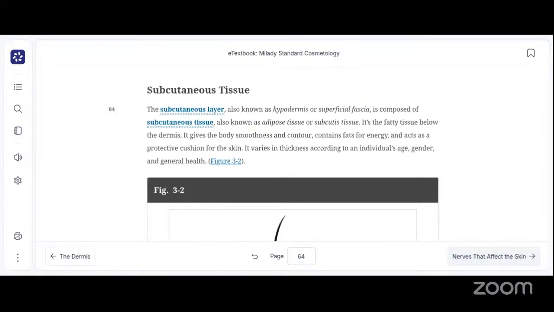Subcutaneous tissue is the hypodermis. This is known as fatty tissue. Guys, fatty tissue contains energy. Okay. As someone ages, I also said that their skin matures and ages as well. And so this subcutaneous tissue, we don't like it.